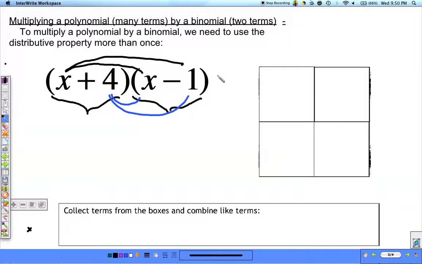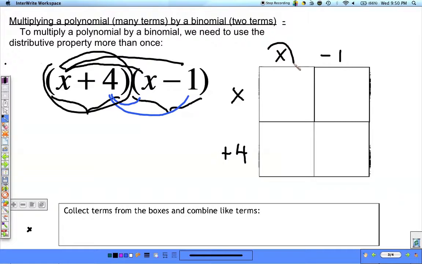And what I want you to do is list all the terms in the first binomial going down the side. So I have x, and I have a plus 4, or a positive 4. And going across the top, I have an x and a negative 1. So what I'm going to do is multiply going down and across. So I have this x times this x is what I'm going to put in my first box on the left.